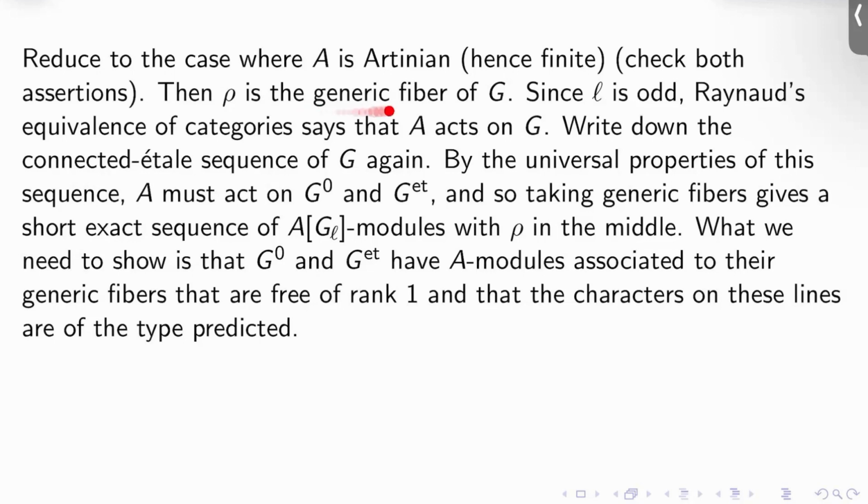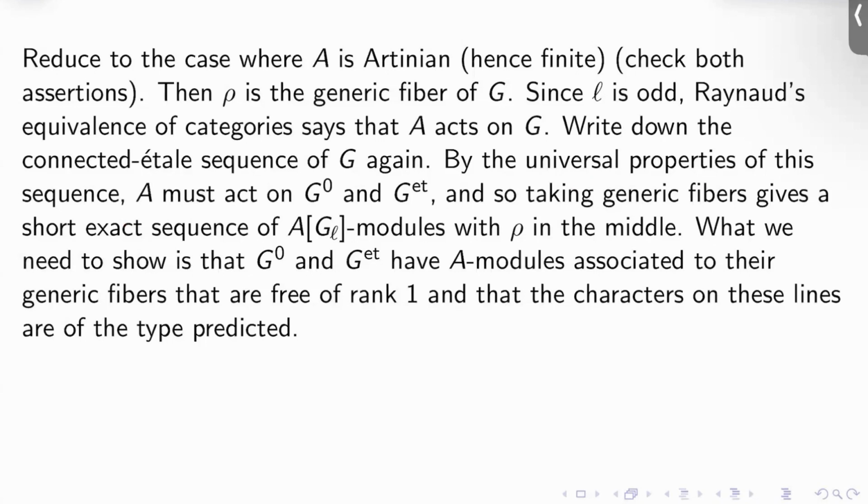Okay, then rho is the generic fiber of G. Since L is odd, we can use Raynaud's equivalence of categories again to say that A acts on G. We'll write down the connected-étale sequence of G. Again, I'm not going to do that. That just gives you the same sequence as above. By the universal properties of the sequence, A has to act on G0 and G et similarly to the above.